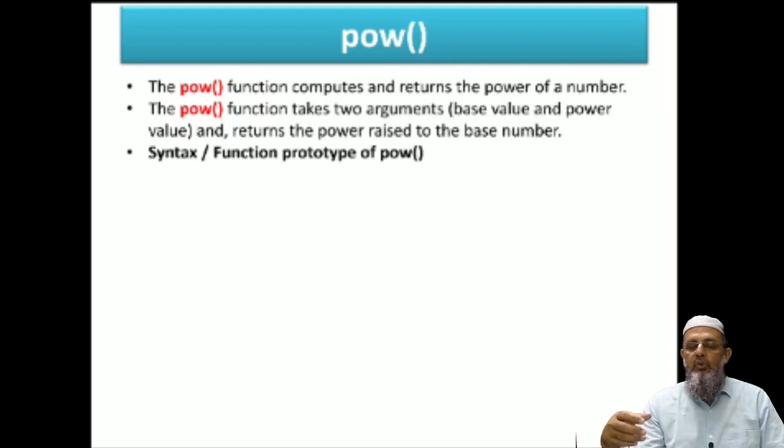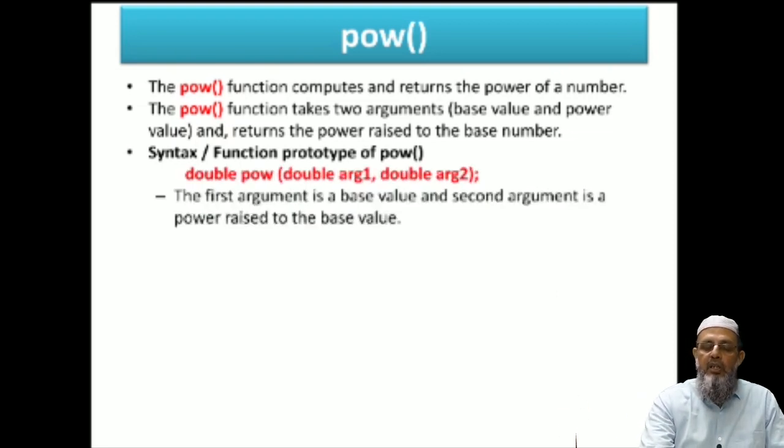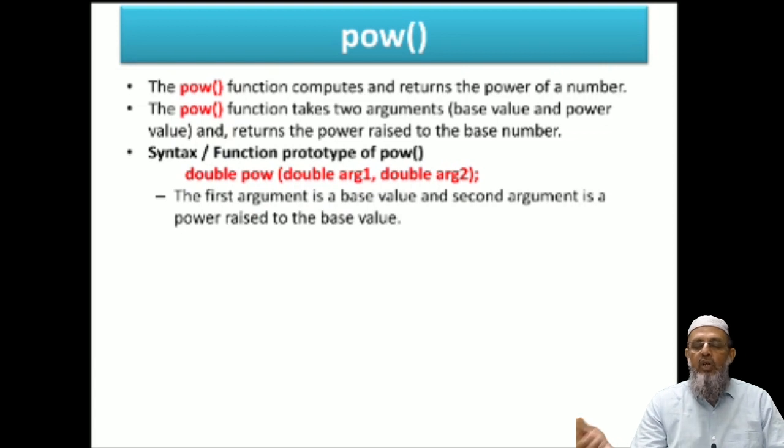One value is known as the base value, and another value is known as the power raised to the base number, which is also known as the exponent. For example, 2 raised to 3. So 2 is the base value and 3 is the power raised to that base number. How is it being used? That is called the syntax or function prototype of the power function.